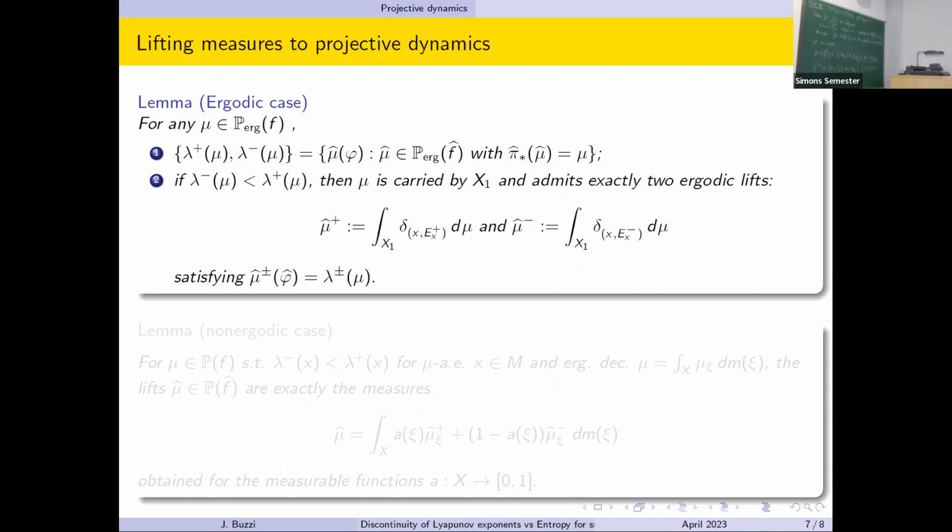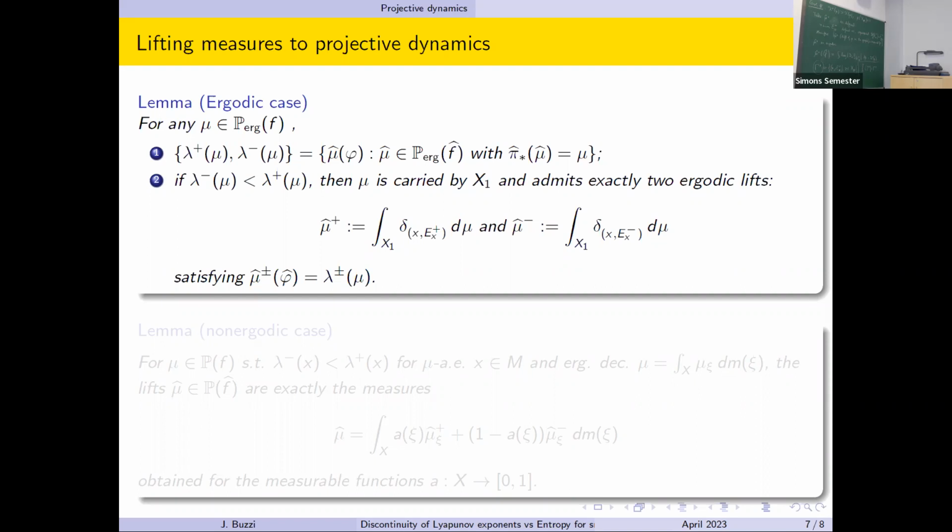Okay, so I have shown that for ergodic lifts of my ergodic measure mu, I will obtain exactly the two values of the two exponents when I am in this case sharp, where the two exponents of mu are distinct. So this proves the lemma. That is, it describes all the possible ergodic lifts if I start from an ergodic measure.